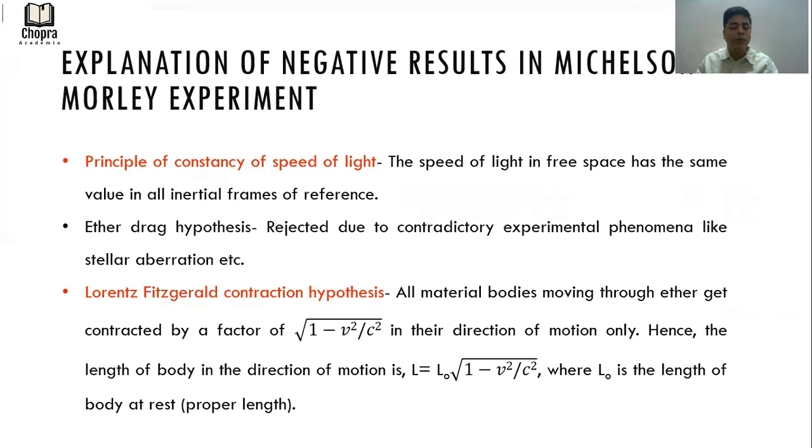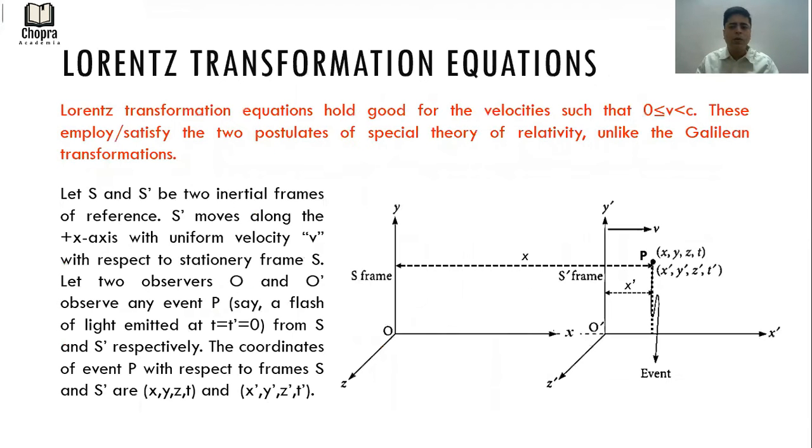The most popular explanation was the Lorentz-Fitzgerald contraction hypothesis, which said that all material bodies moving through ether get contracted by a factor of root of 1 minus v square by c square in their direction of motion only. Hence, the length of the body in the direction of motion gets contracted, given as L is equal to L naught root of 1 minus v square by c square, where L naught is the length of the body at rest, which is also termed as proper length. We will get into this very shortly in the topic length contraction.